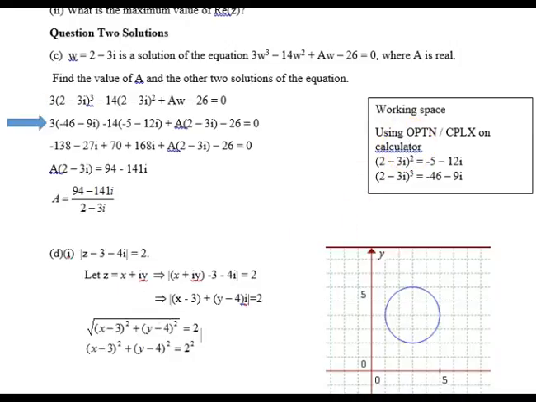So in this line I've now got the brackets expanded, and from here I'm just going to expand again further, collect terms, and come down to make a the subject to give the required answer. A equals (94 minus 141i) over (2 minus 3i).